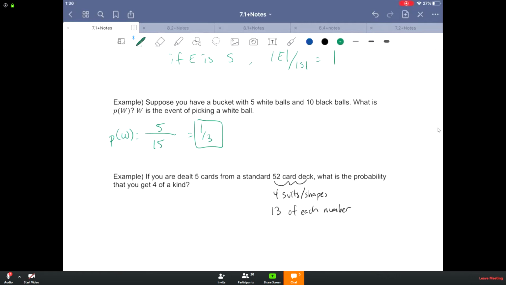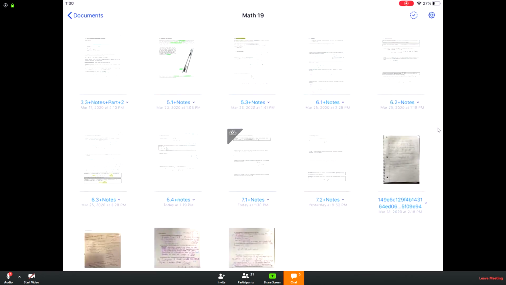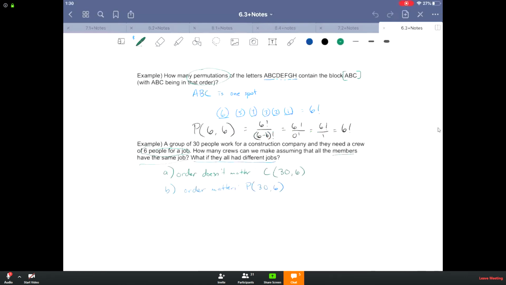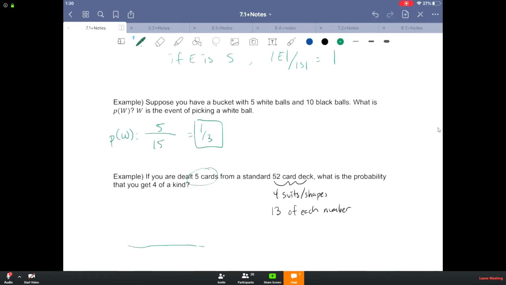Okay, well, we can do the denominator, right? Remember, the denominator is how many things are in your sample space. So in this case, my sample space is getting dealt 5 cards. How many ways can you be dealt 5 cards? Well, we actually did that a couple sections ago, right? I think we did that in 6.3. We did that right here. How many 5-card poker hands can be dealt from a 52-card deck? We had that combination of 52 choose 5. Okay, so my denominator is 52 choose 5, right?